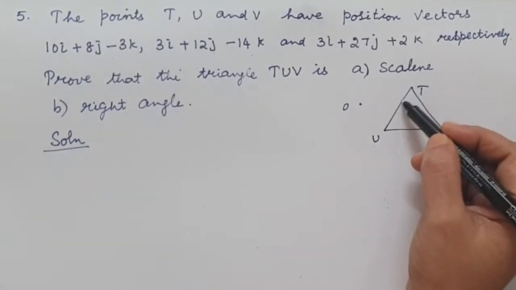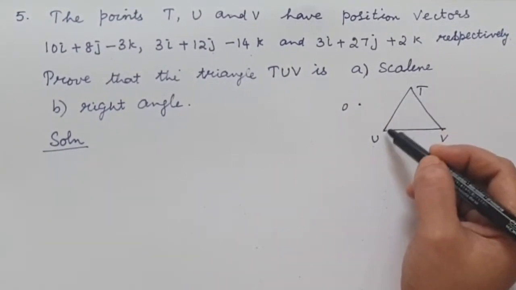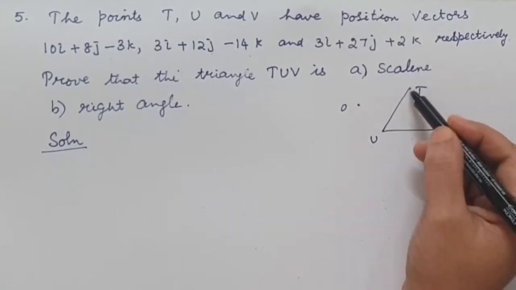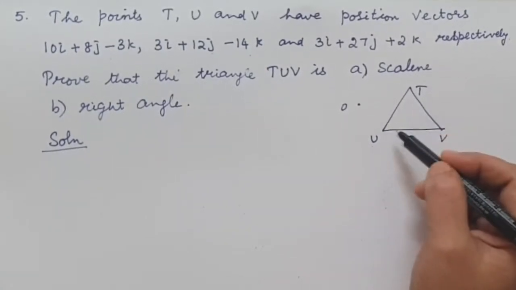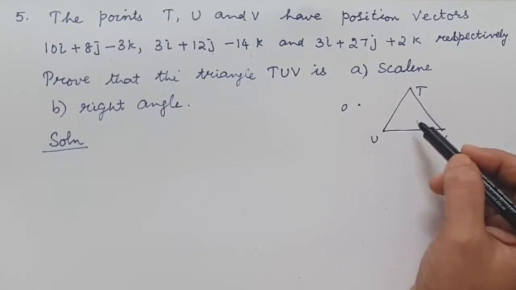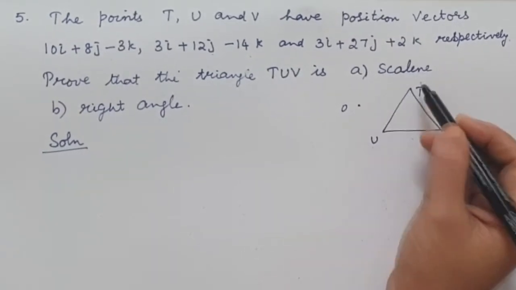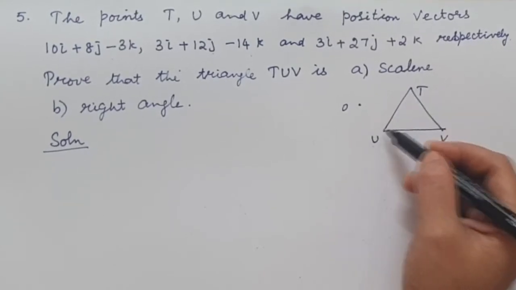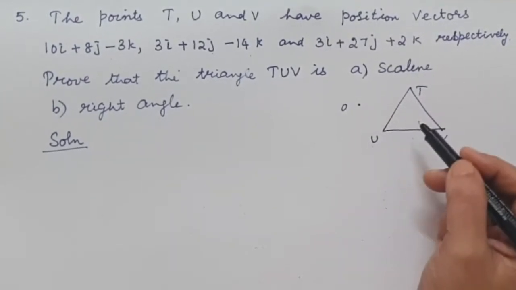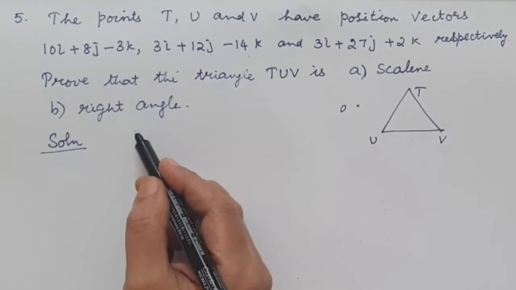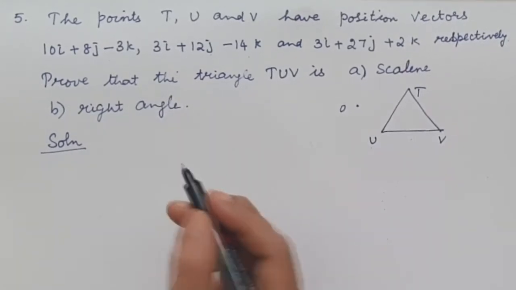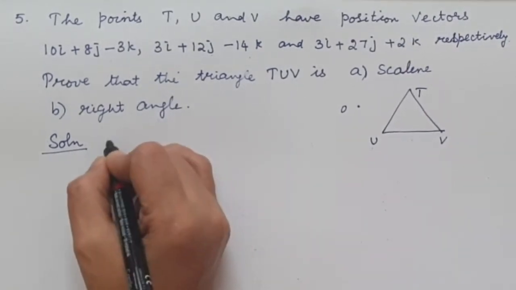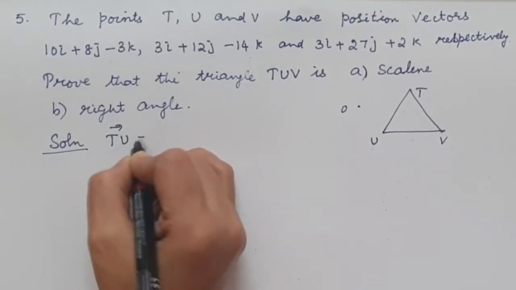So first we need to find out what is this length of TU, UV and TV. If we find the length, if you get all these lengths as different, then we tell that the triangle is scalene. Once we get all the three lengths, then if the Pythagoras theorem is satisfied, then we tell that the triangle is a right angle triangle. So first, in order to do that, we'll first find out what is vector TU.